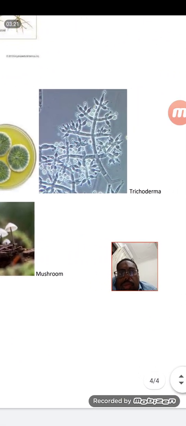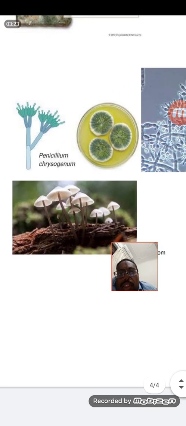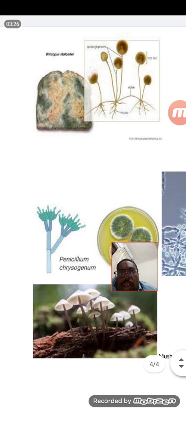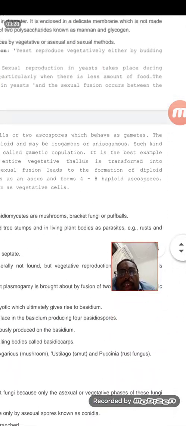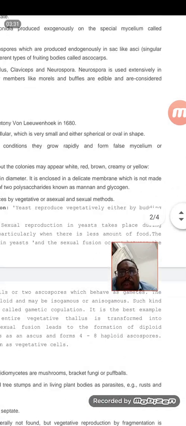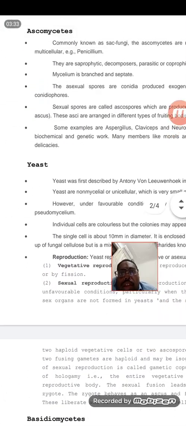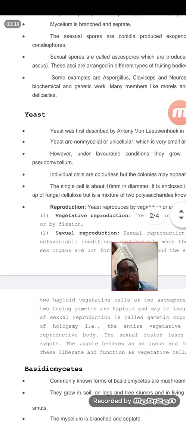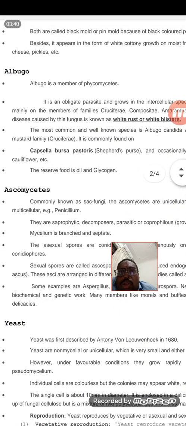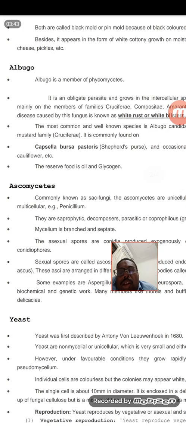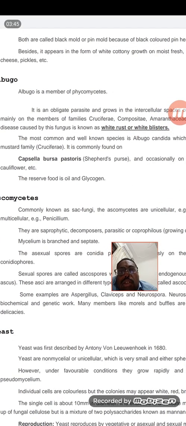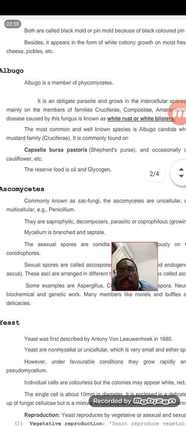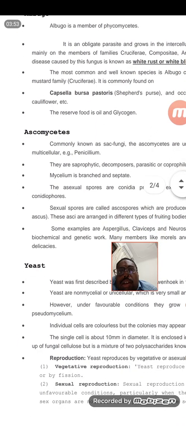We can see it on a leaf. I think that picture is not given here. Albugo, which we can see on a leaf. Whenever we take a leaf and observe the underside of the leaf, we can see some dusty particles over there. They are known as Albugo. That is why it is known as white rust or white blisters, and they store their food in the form of glycogen. The next one is ascomycetes.